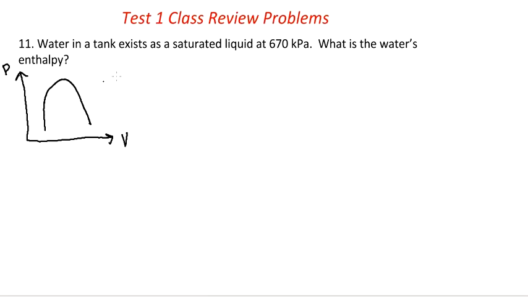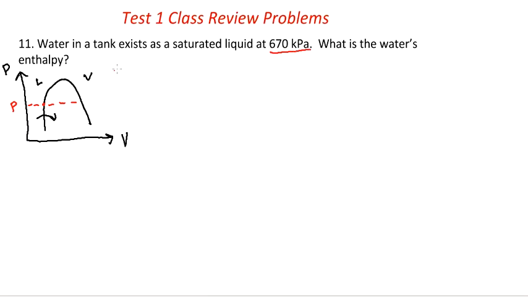Okay, so we've got water in a tank that exists as a saturated liquid. Where does that put it on this graph? Well, a saturated liquid is a liquid that's just about to become a mixture. So we've got the liquids over here, we've got the vapors over here. We're about to switch into the steam dome, so the point that we want is going to be on this line. I don't really know where it is vertically, but just to show the concept, it doesn't particularly matter. So this is our P, which is 670 kilopascals.